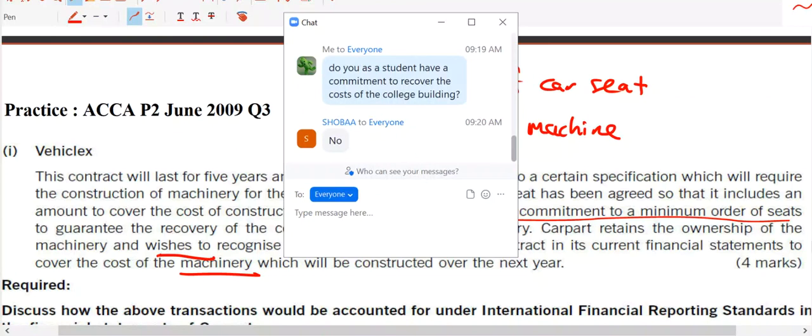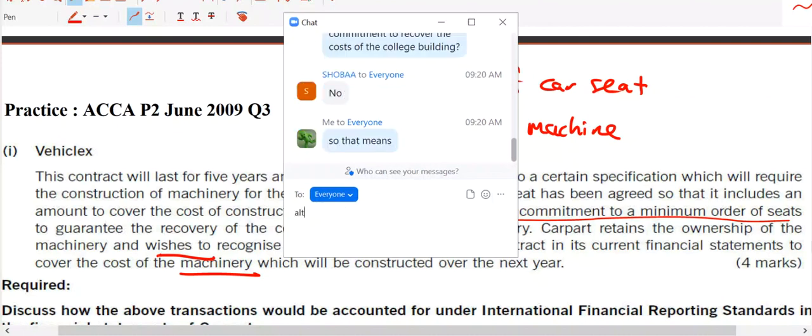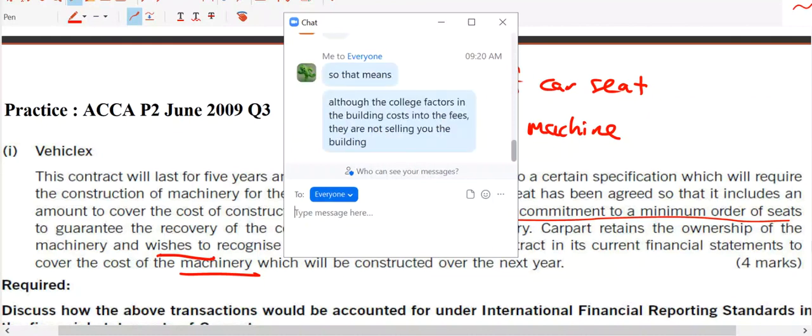It's quite a simple question. And the answer is no, right? Okay, so now the conclusion is, that means although the college factors in the building cost, let's say furniture and everything all in, into the fees, they are not selling you the building.